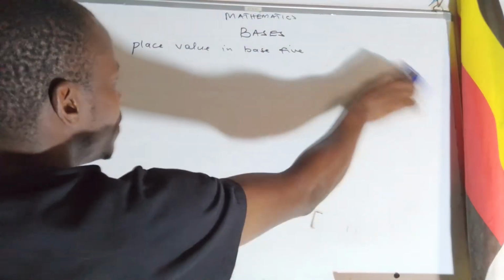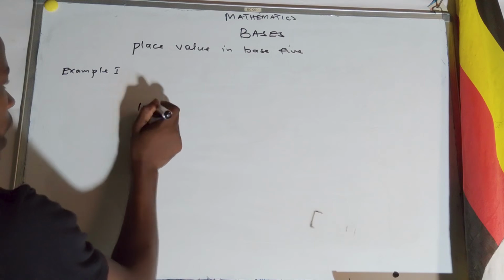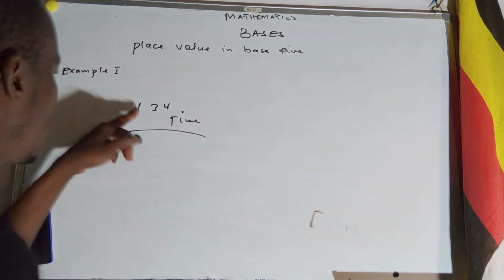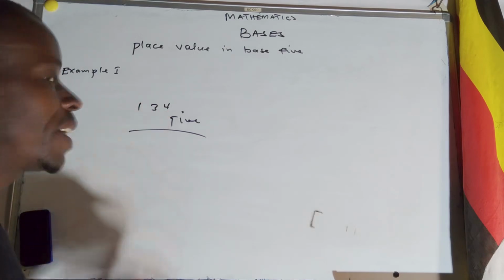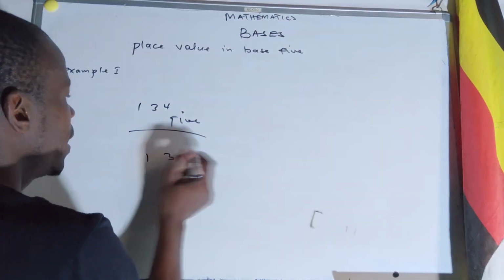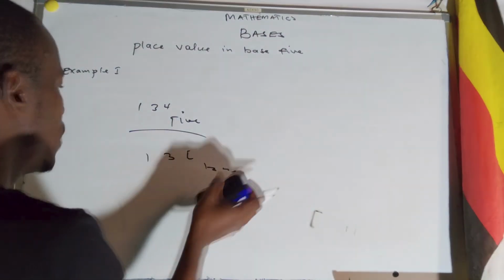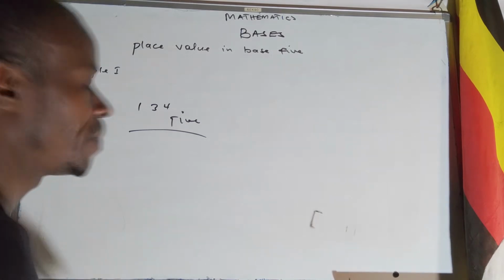Now from today onwards, if somebody writes the number 1 3 4 base 5, don't read this number 134 base 5. That's wrong. How to read 1 3 4 base 5. That's how we read in base 5 when you're reading the digits or numbers.